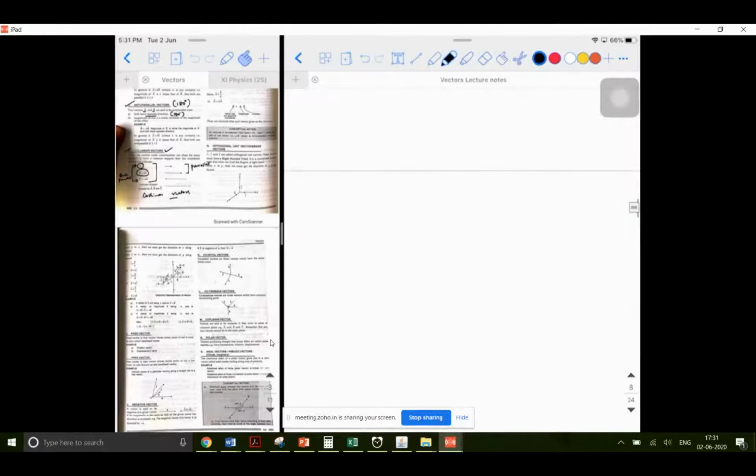So this is over. The next concept that we are going to discuss is called the triangle law of addition of vectors. So this is what we are going to see. Write down the statement for it.